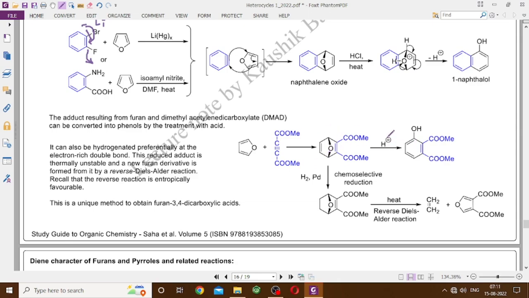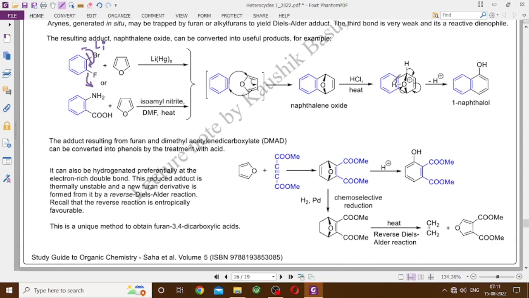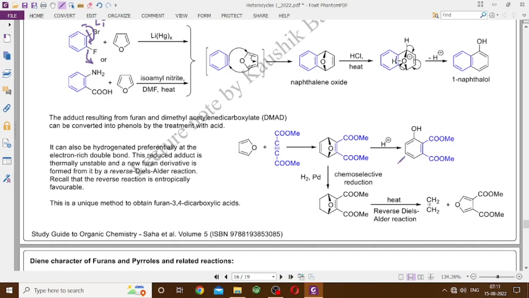When treated with H plus, just like this ring is opened up, this also opens up to give you access to a highly functionalized phenol derivative. More importantly, you can chemoselectively reduce the electron-rich double bond, the black double bond, by catalytic hydrogenation, where the electron-deficient blue double bond that is conjugated with the electron-withdrawing groups remains intact.